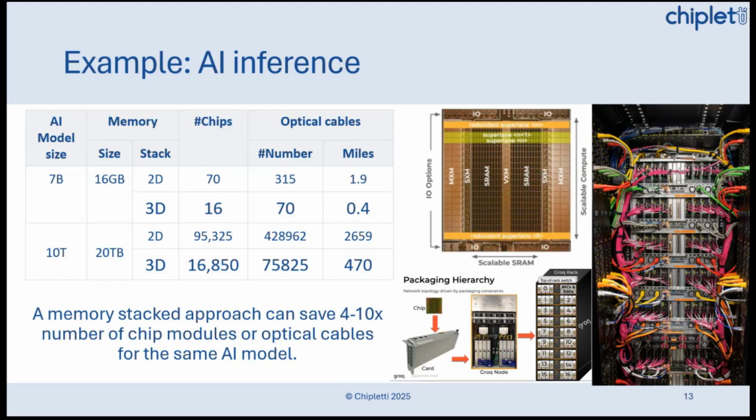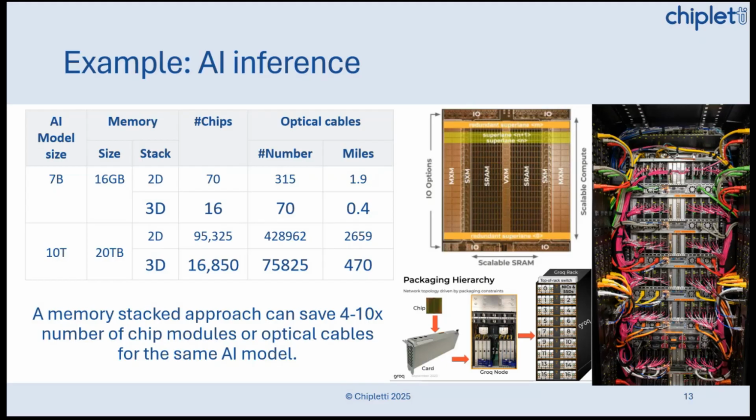And so if you wanted to do inference on a 7 billion parameter model using the traditional existing chip, that would mean you'd need to connect about 70 of these cards together, and all the optical cables. We've done some calculations: 1.9 miles of optical cables.